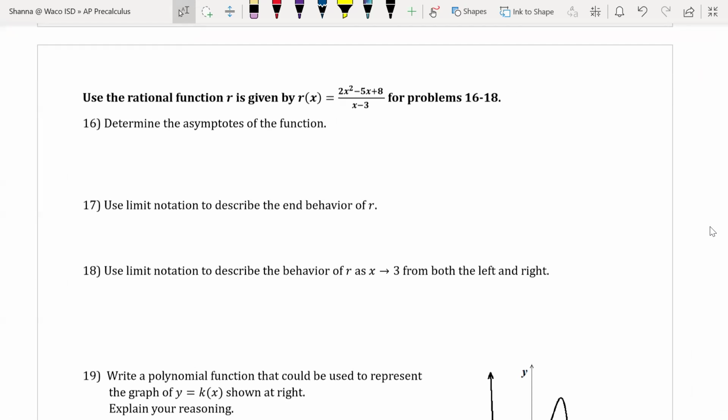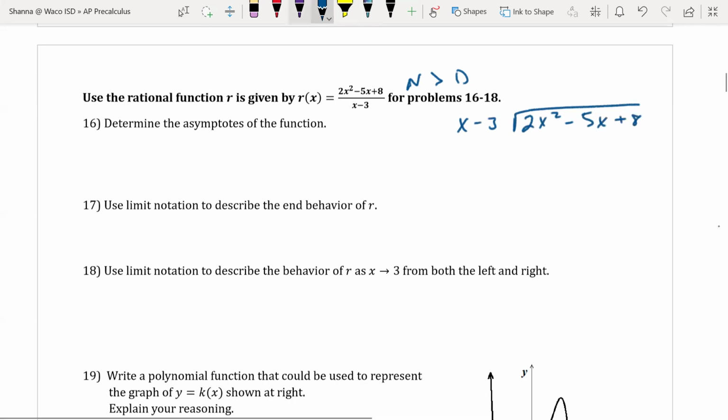A slant asymptote, okay? What I do want to remind you is that to find a slant asymptote, you have to do long division or synthetic division. I don't really care which one you do, but you need to do division. That's because the degree of the numerator is greater than the degree of the denominator by 1 degree. So long division, remember you're setting it up: x minus 3, and you have your 2x squared minus 5x plus 8.